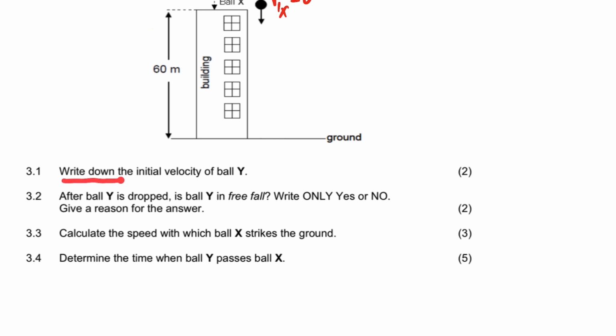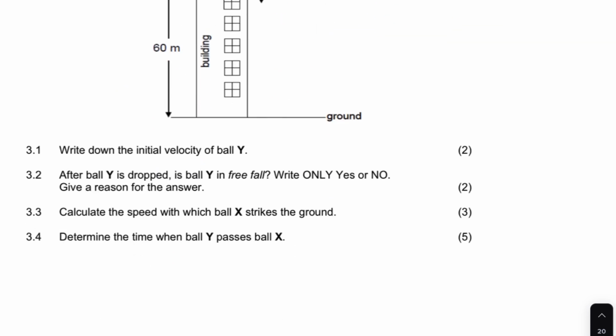In 3.1, it says write down the initial velocity of ball Y. As I've mentioned, it's going to be 3 meters per second. It's very important to write even the direction. It's 3 meters per second downwards. It's 2 marks there: a mark for this, a mark for that, I guess.